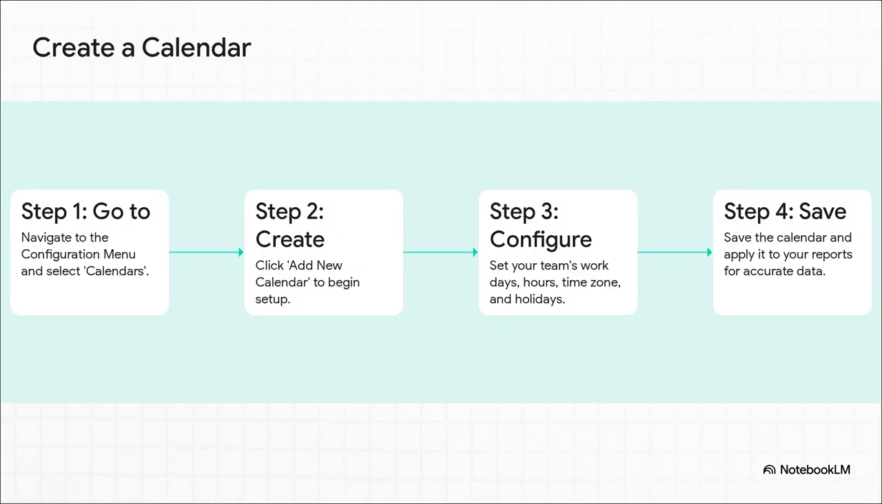And setting this up is super easy. You can create custom calendars for all your different teams. Maybe your support team is global, working around the clock, but your dev team is strictly 9 to 5. No problem. You set up a calendar for each, and now your reports reflect how your teams actually work.